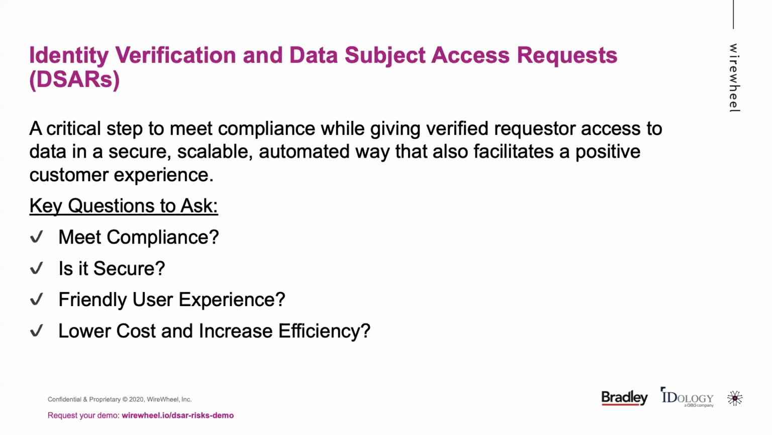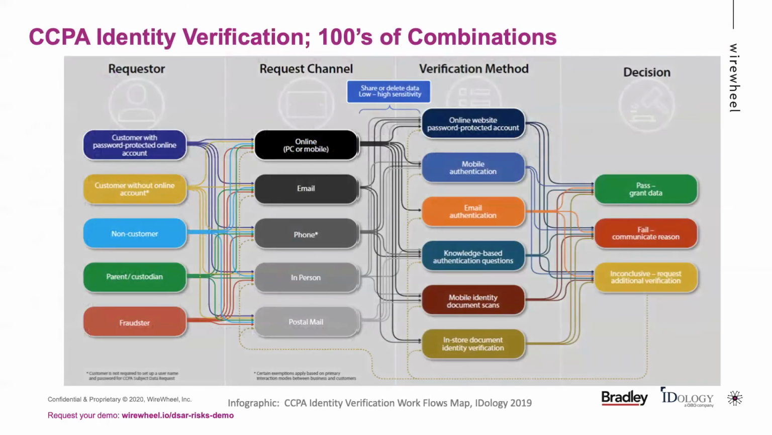So if we advance to the next visual, this is not a visual that I typically would share in this kind of presentation because it's overwhelmingly chaotic, but this in fact shows the various use cases and permutations that can spin off from a CCPA identity verification program. According to our analysis of all of these different types and permutations, there are literally hundreds of combinations that firms need to be prepared for.